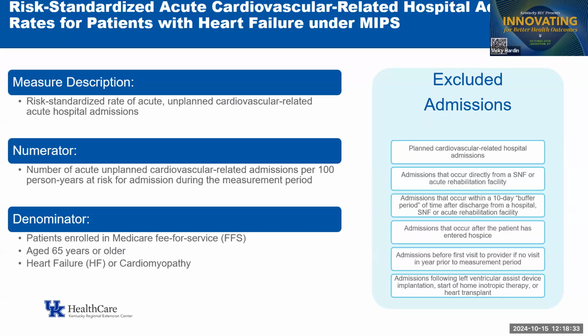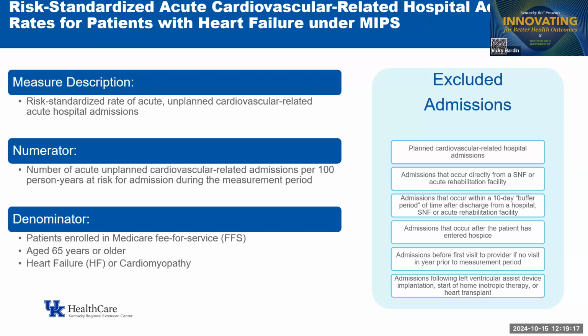The next administrative claim measure is acute cardiovascular related hospital admission rates for patients with heart failure. So these are unplanned cardiovascular related acute hospital admissions. That's your measure description. For the numerator, the outcome for this measure is the number of acute unplanned cardiovascular related admissions per 100 person years at risk for admission during that measurement period. And of course, the denominator, you have to be enrolled in the Medicare fee-for-service, age 65 years or older, and then have a discharge diagnosis of heart failure or cardiomyopathy.